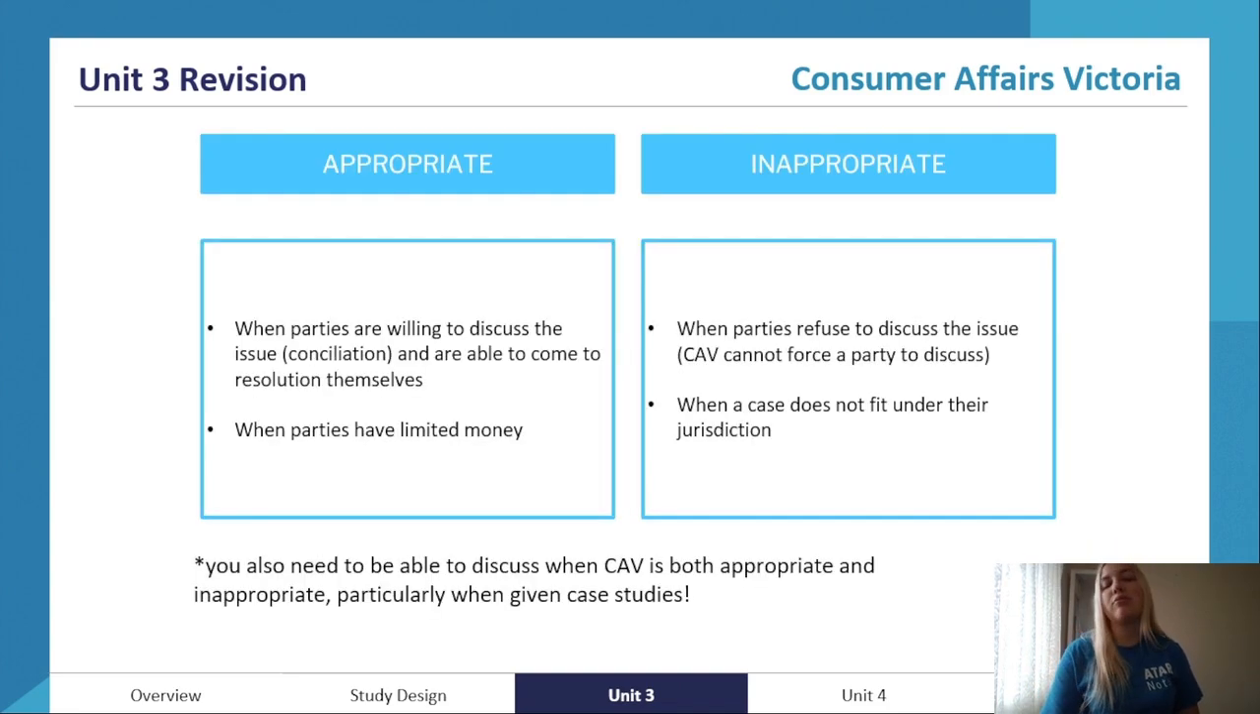So some examples: CAV would be appropriate when parties have limited money, when they're willing to discuss the issue and attend conciliation and want to come to a solution themselves, when they want to preserve their relationship because conciliation is relatively informal and is all based around that voluntary agreement. But it will be inappropriate if the case is not within their jurisdiction, or if parties or one of the parties refuse to discuss the issue, or if there is a power imbalance that may skew the final decision because someone has more power in the relationship between plaintiff and defendant.